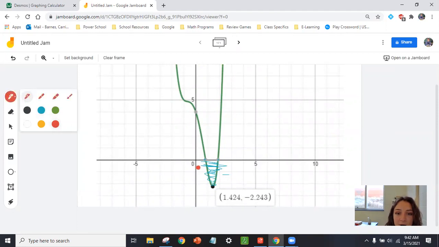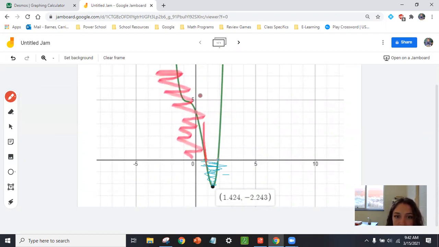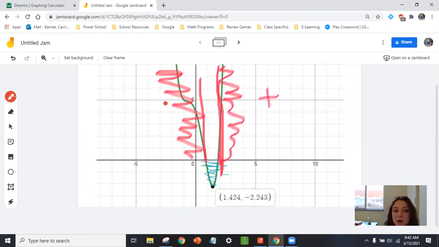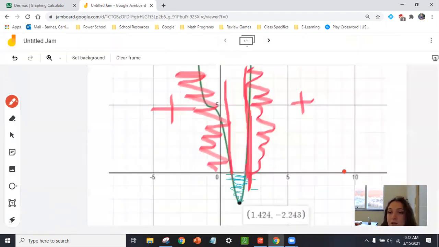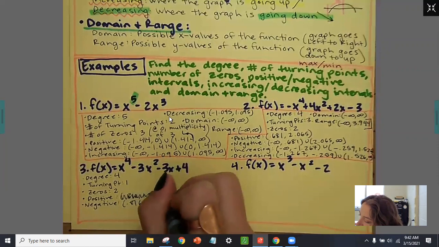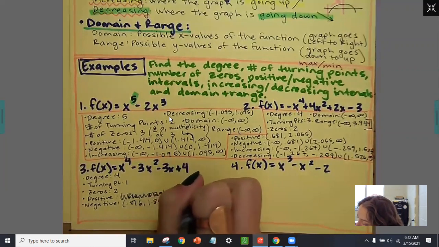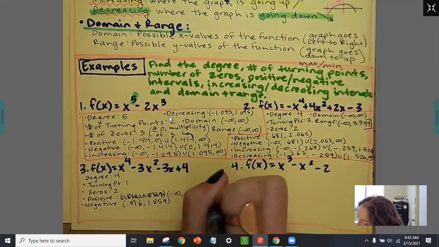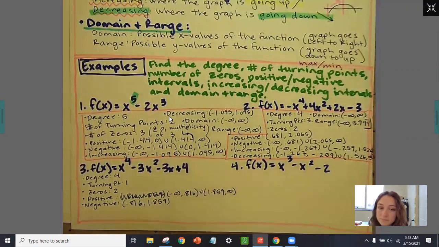So we're going to look at the positive now, and you can see this is only happening to this side of this line, and then after this side right here. Okay, so after this point, it was also positive on this side. So looking on the outsides of the points, that's where this is positive over here and over here. So it's going to be from negative infinity up until that point, union from this point until positive infinity. Okay, so our positive is actually opposite, from negative infinity until 0.816, union 1.859 to positive infinity.